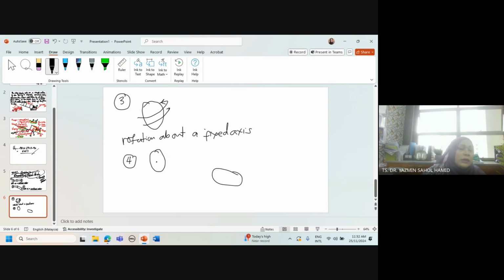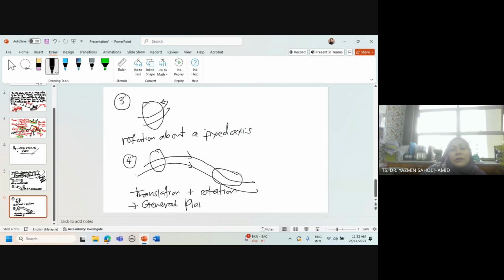So it's not only moving in a translation, it's also rotating. So you can say it's rotating and moving at the same time. So if it's a combination of translation and rotation, we have a name for it. The name for it is called general plane motion.